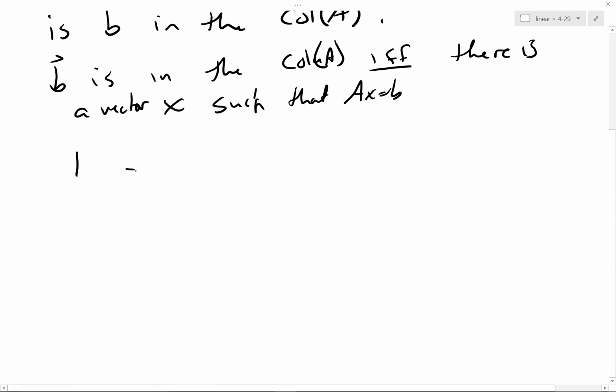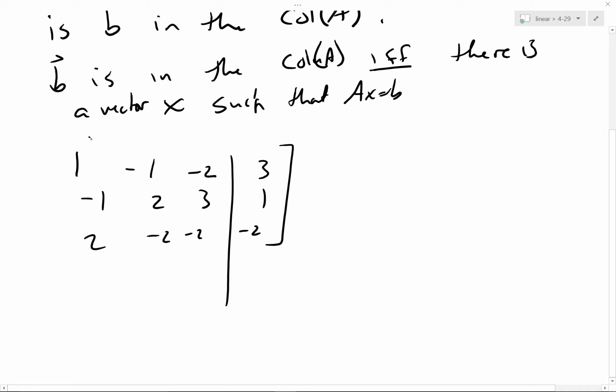1, negative 1, negative 2, 3. 1, negative 1, 2, 3, 1, 2, negative 2, negative 2, negative 2. Okay? If I can get this down to a reduced row format, and it works, then yes, in fact, it is in the column space. Okay, so here it is. So it's R1 plus R2, of course. And 2R1 minus R3 gives me this guy here.